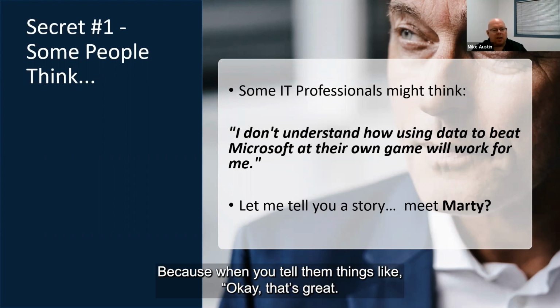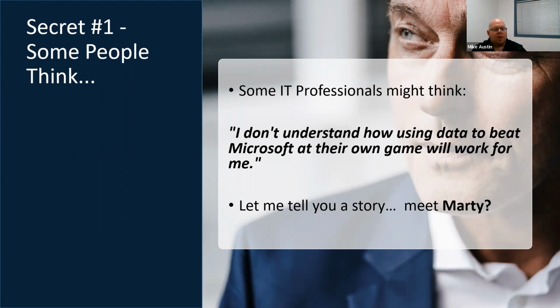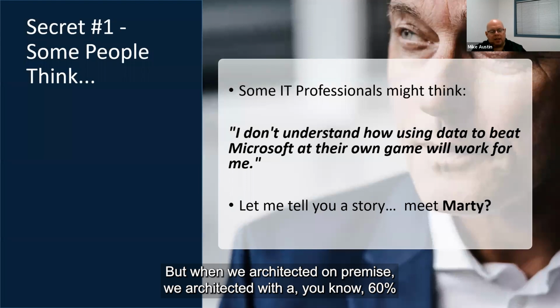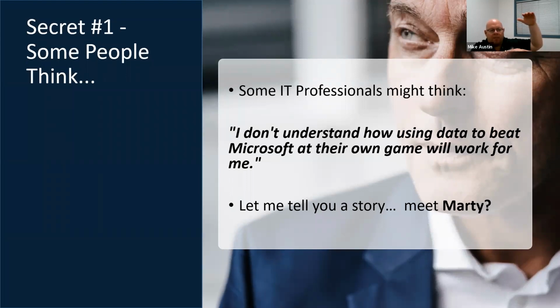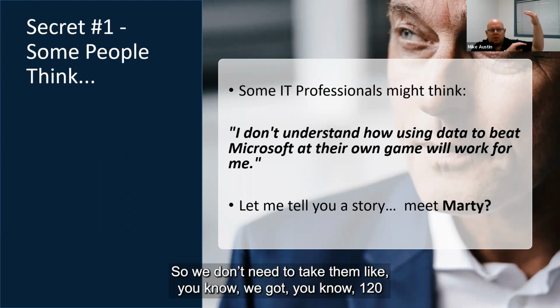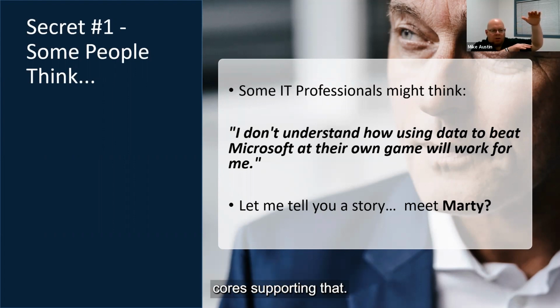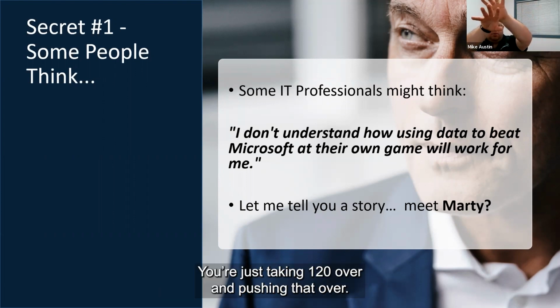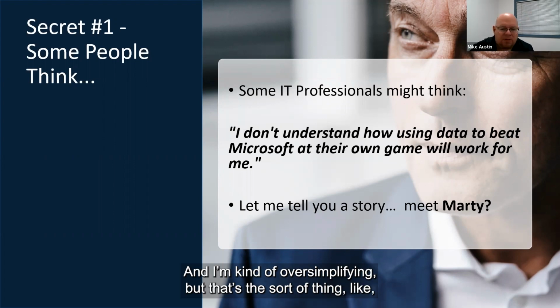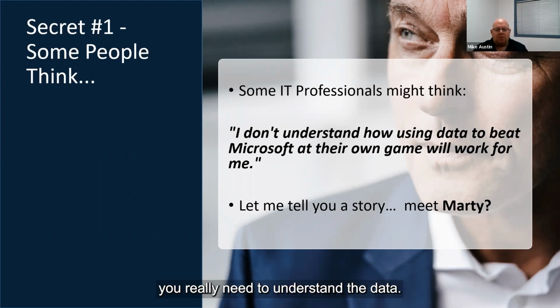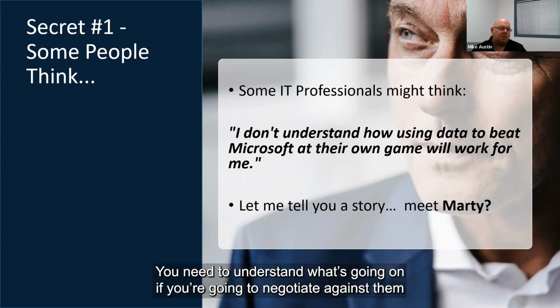Because when you tell them things like, okay, that's great, but when we architected on premise, we architected with a 60% headroom space on our servers. So we don't need to take them over. We got 120 cores supporting that. We don't need 120, we only need 40. And you're not factoring that in, you're just taking 120 over and pushing that over. And I'm kind of oversimplifying, but that's the sort of thing, you really need to understand your data.